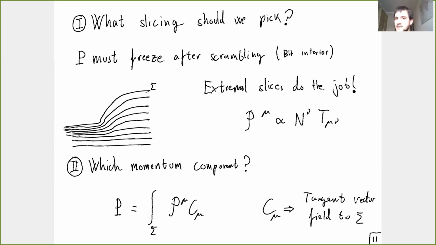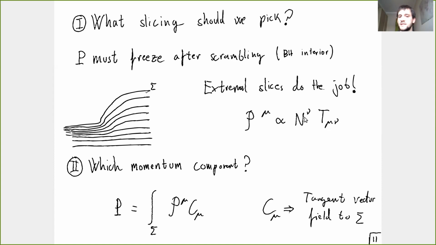These extremal slices are covariantly defined, right? They're not a random choice. We're choosing to foliate our spacetime with maximal slices, and they do exactly this job, which is that when one measures the momentum with respect to the time coordinate at the boundary, this momentum becomes frozen in the black hole interior due to this accumulation of slices before the limiting surface.